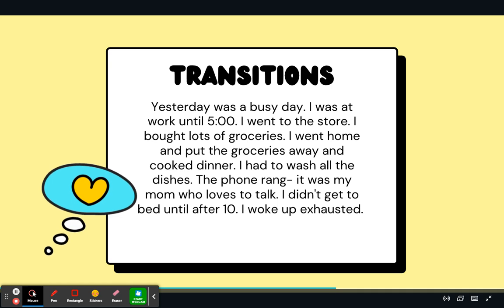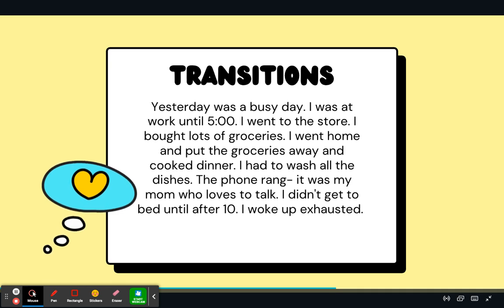Here's an example of using transitions within your paragraph or between your sentences. This paragraph doesn't have any transitions. Pay attention to how it sounds as I read.